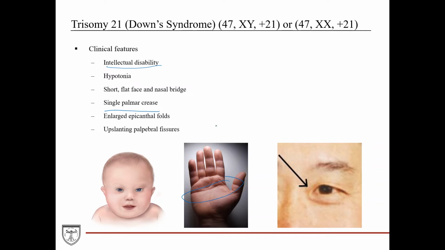Enlarged epicanthal folds. So here's a picture of that here. And this is essentially an extended fold off of the upper eyelid that covers the corner of the eye. And you can see that here. You can sort of see it here as well, where the patient also has it. And then upslanting palpebral fissures. So that's essentially where their eyes are upslanting like this. You can see they're kind of tilted like this. So if you drew a line like that, it would be up like that. So that's what that means. So these are all these facial features.